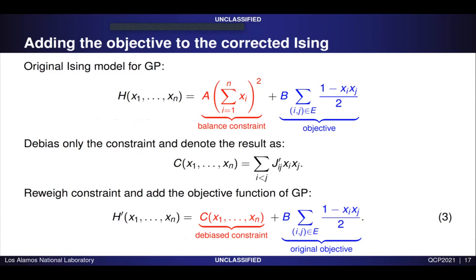This is our workflow diagram. We aim to correct the graph partitioning Ising given at the top. We do that by applying our algorithm to the constraint only, and after running the algorithm, we obtain a debiased constraint denoted by function c. We then add the debiased constraint to the original objective.